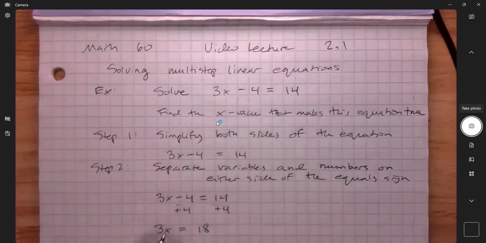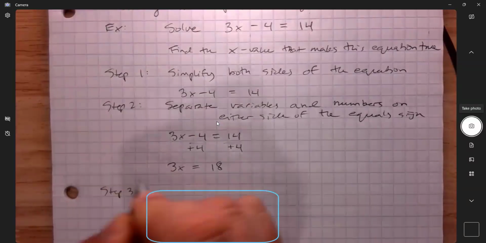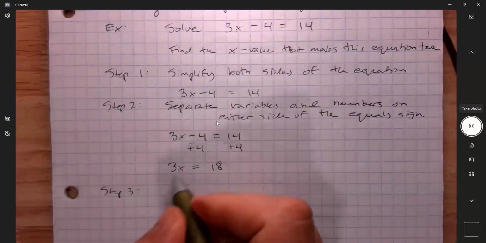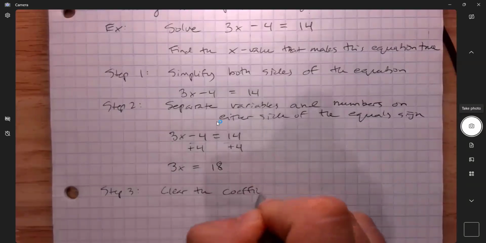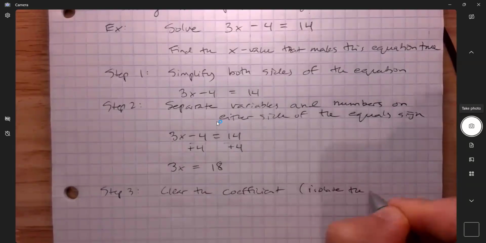Now all we have on the left are x's. There are 3 of them, but they're all x's. There are no other terms that aren't x's. And then on the right side, we have 18. That allows us to do step 3, which your book calls clearing the coefficient. This 3 right here is called a coefficient. Clear the coefficient. I like to say isolate the variable. These really mean the same thing.